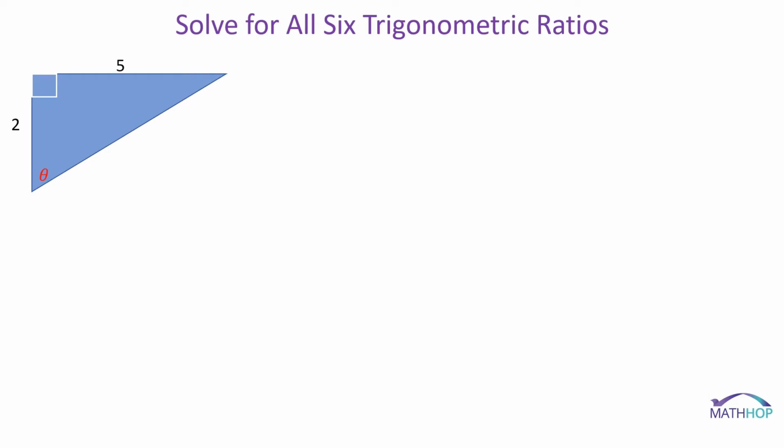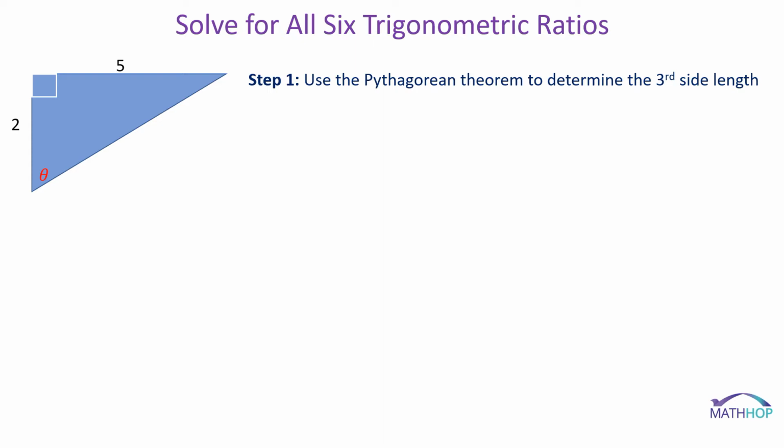All right, let's do a really easy problem. So for this one, we're given a right triangle. Angle theta is identified. 2 side lengths are identified, and we want to solve for all 6 trigonometric ratios of theta. Well, the problem is we only have 2 side lengths. So step 1, we have a right triangle. Right triangle should make us think Pythagorean theorem. We are going to use the Pythagorean theorem to determine the 3rd side length. Remember the Pythagorean theorem? A squared plus B squared equals C squared, where A and B are those legs, and C is the hypotenuse. So we have 2 is a leg, 5 is a leg, the unknown is a hypotenuse.